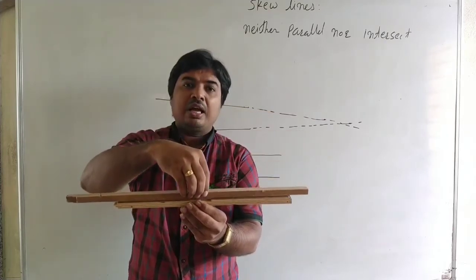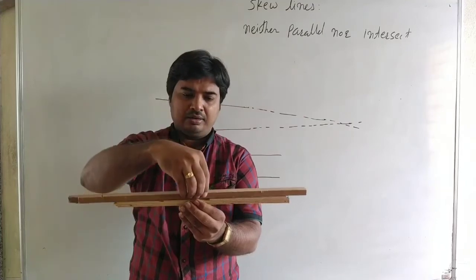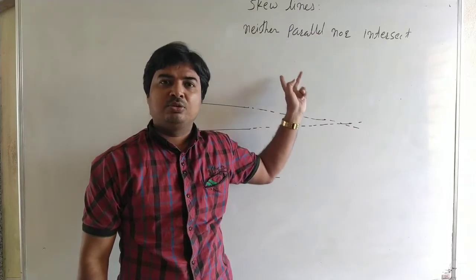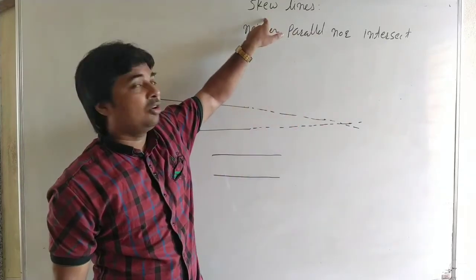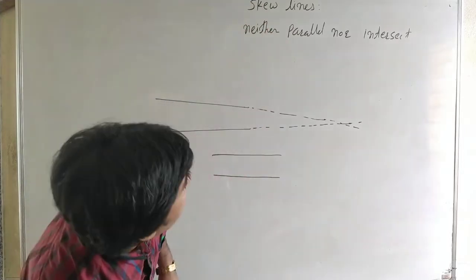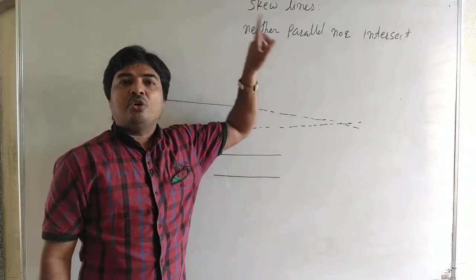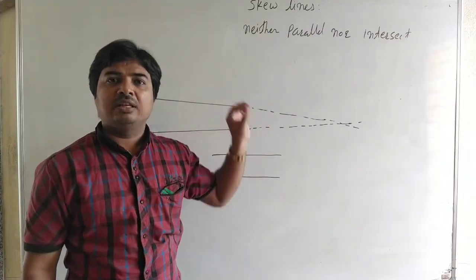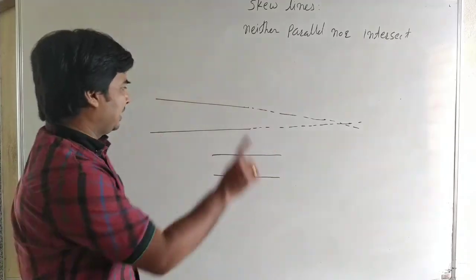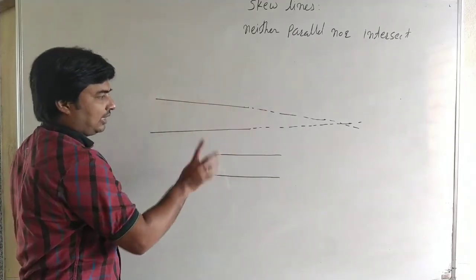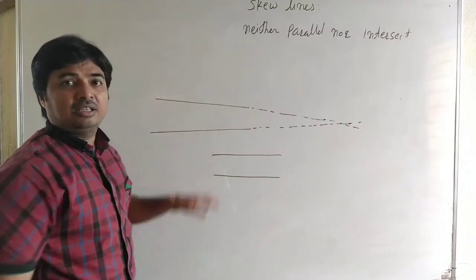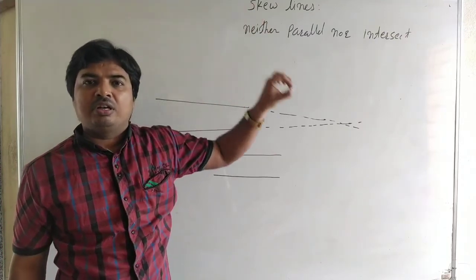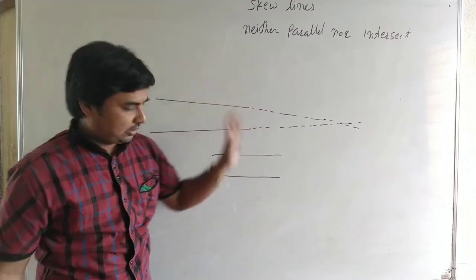Two lines lie on the same plane if they are parallel, but here two lines are neither parallel nor intersecting. That means the two lines lie on different planes, and those lines are called skew lines. Skew lines, simple definition: two lines that are neither parallel nor intersecting. That means non-coplanar lines. If lines are coplanar, then they are either parallel or intersecting. Non-coplanar lines, the skew lines, are neither parallel nor intersecting, meaning they lie on different planes. See this carefully.